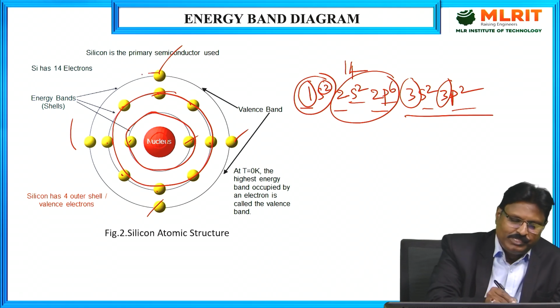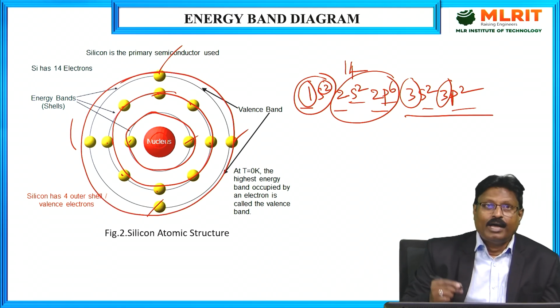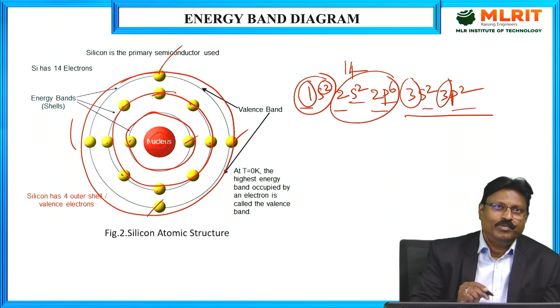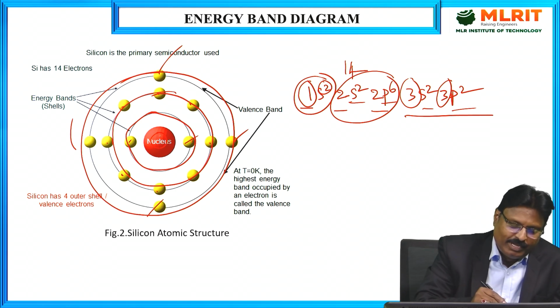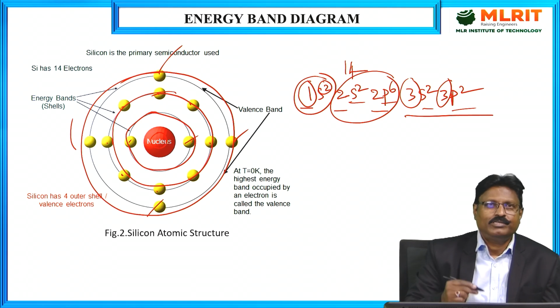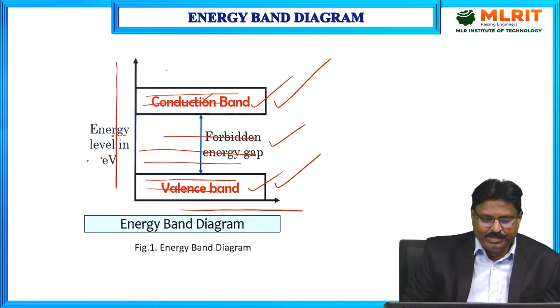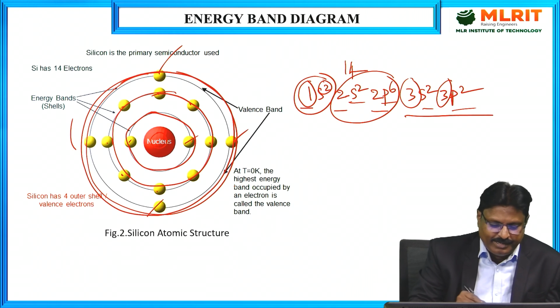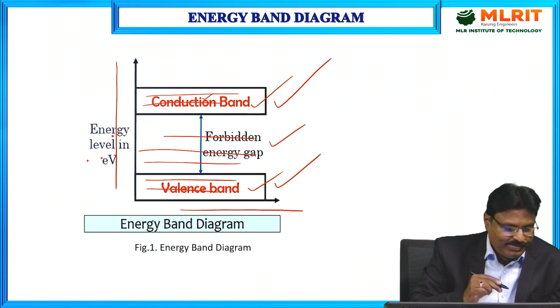So this particular shell or orbit is called the outermost orbit. Whatever electrons are contained in this particular orbit are called valence electrons. The nucleus influence is not there upon these valence electrons. Why? Because they are in the outermost orbit. So these are called valence electrons. If you observe this valence band, the valence electrons will be contained in this valence band.